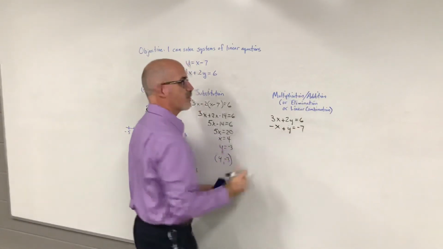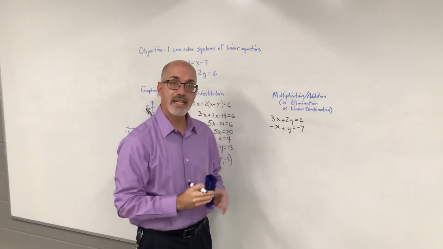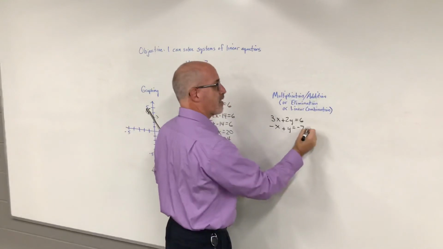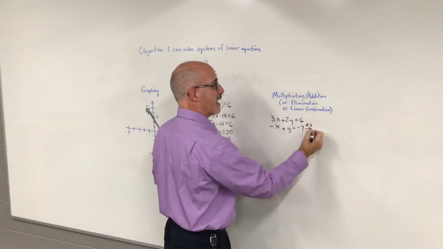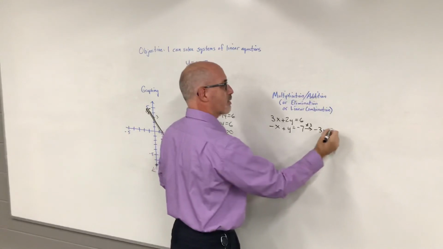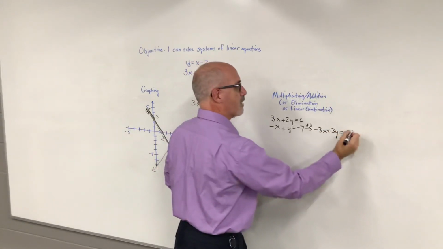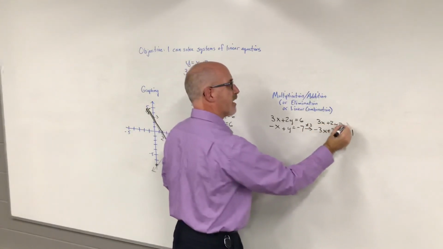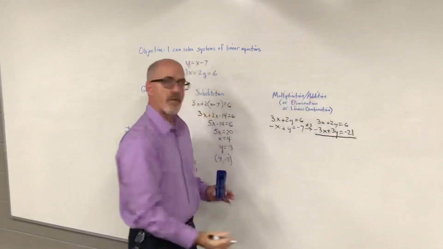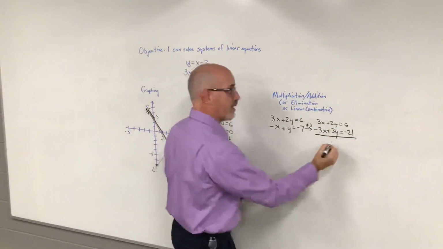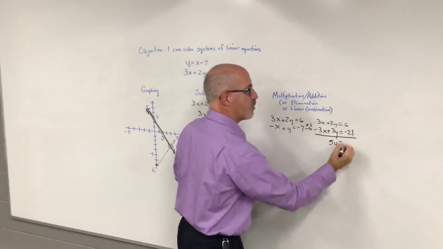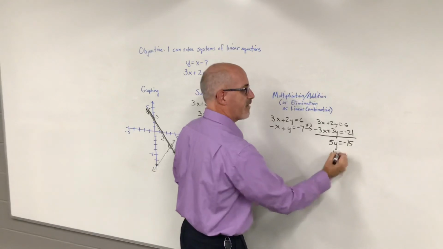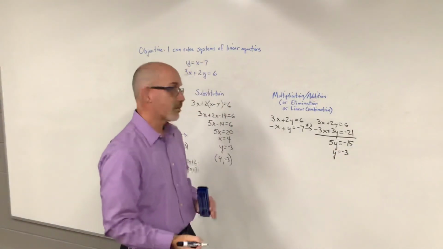And now what I want to do is get either the x's or the y's to line up as opposites. So I'm going to multiply the second equation by 3, and I get -3x plus 3y equals -21. And this first one I'm just going to list as is. And notice that when I add straight down, the x's are eliminated. I'm left with 5y equals 6 plus -21 is -15. Divide by 5, you get y equal to -3.